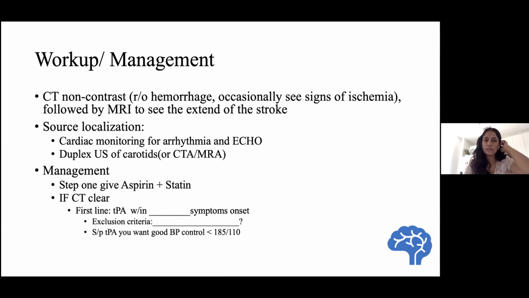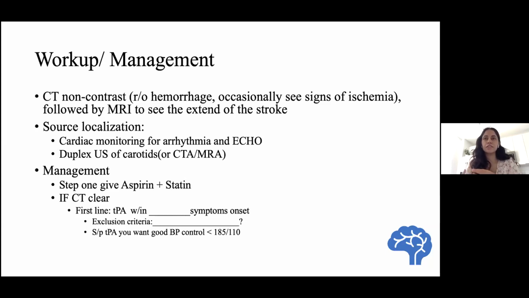So when someone does come in with symptoms and signs of stroke, one of the first things that you get is a CT without contrast. You're trying to rule out hemorrhage. You might occasionally see signs of ischemia, which include loss of gray-white differentiation, a lot of edema that's extending all the way up to the cortex. You might see that, and you're not really banking on that. What you're trying to see is whether or not there's a bleed, because that's going to affect your management.